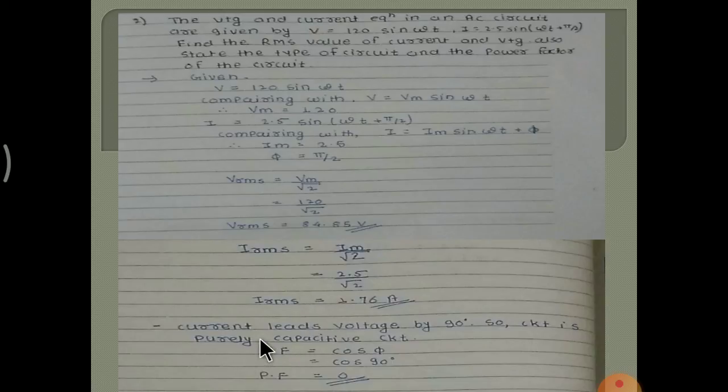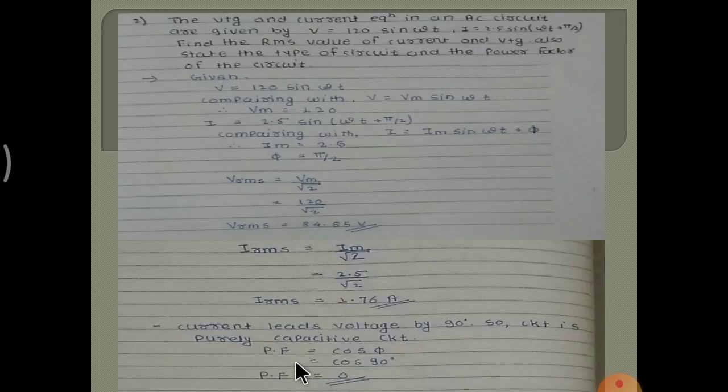After that, current leads voltage by 90 degree. Angle phi is equal to pi by 2, means 90 degree. So current leads voltage by 90 degree. So the circuit is a purely capacitive circuit. Purely capacitive circuit or RC circuit has a leading power factor.